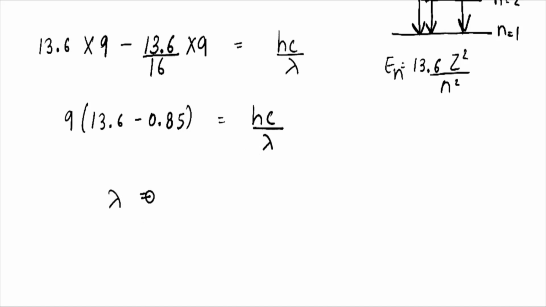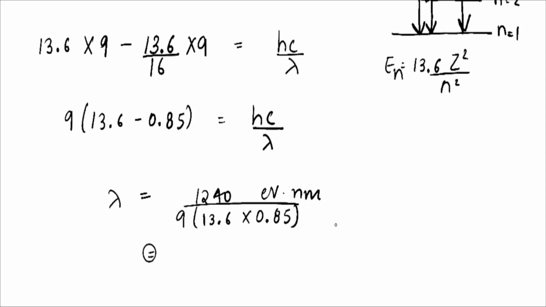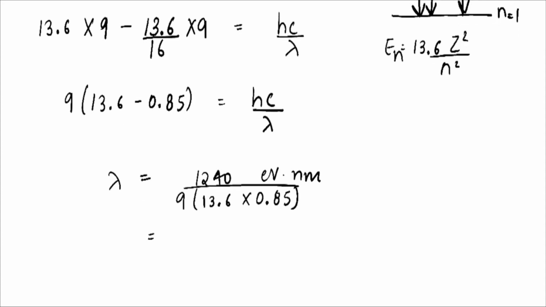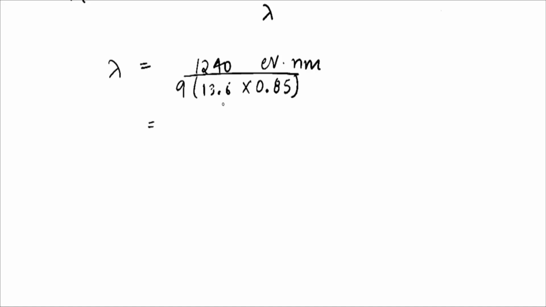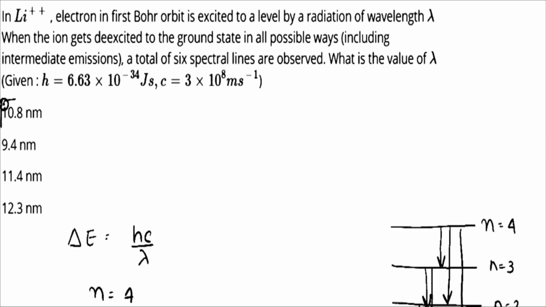So lambda would be equal to hc by this 9 into 13.6 minus 0.85. Hc in electron volt nanometers is 1240 electron volt nanometers, so we would get lambda in nanometers. When we calculate this value, lambda turns out to be approximately equal to 10.8 nanometers. So our answer would be 10.8 nanometers, that is option A. Thank you.